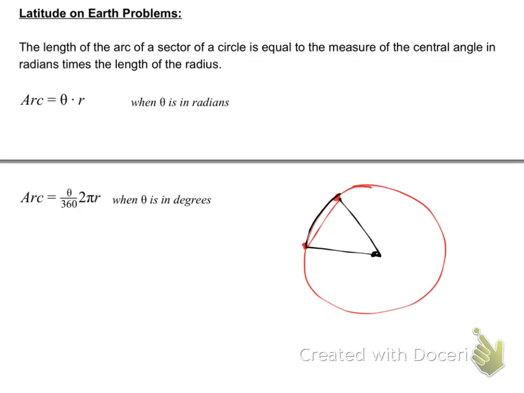So you have to know that your central angle, remember that's the one formed at the center, is in radians or in degrees. And so the arc length is equal to, if it's in radians, just theta, the radian measure, times the radius.